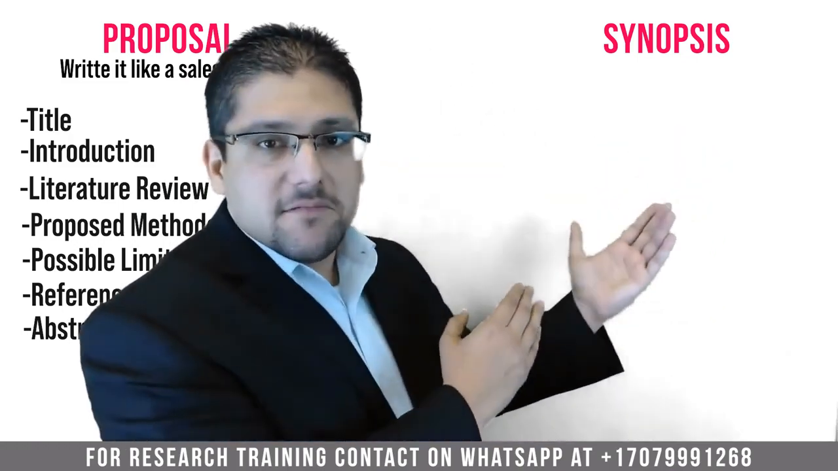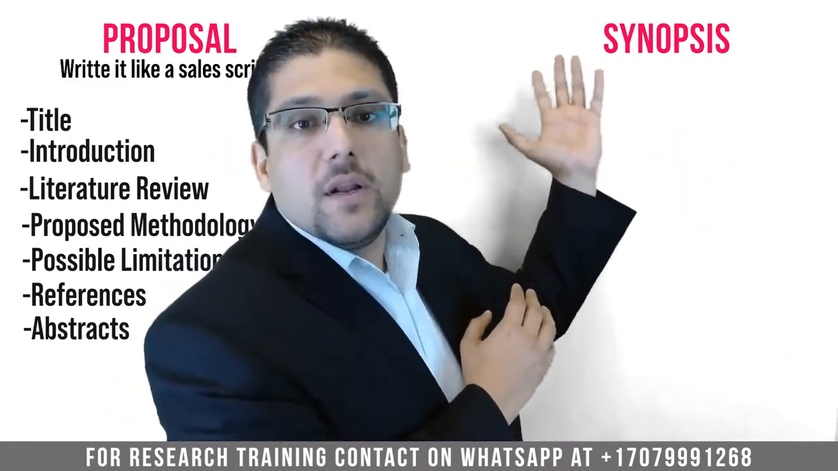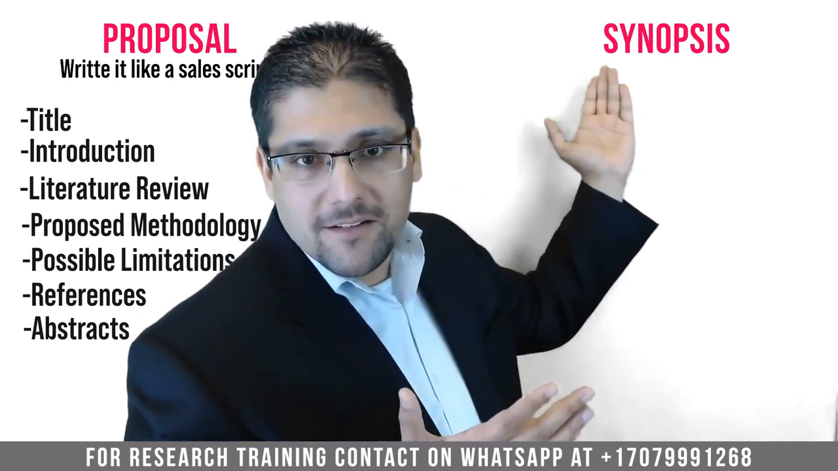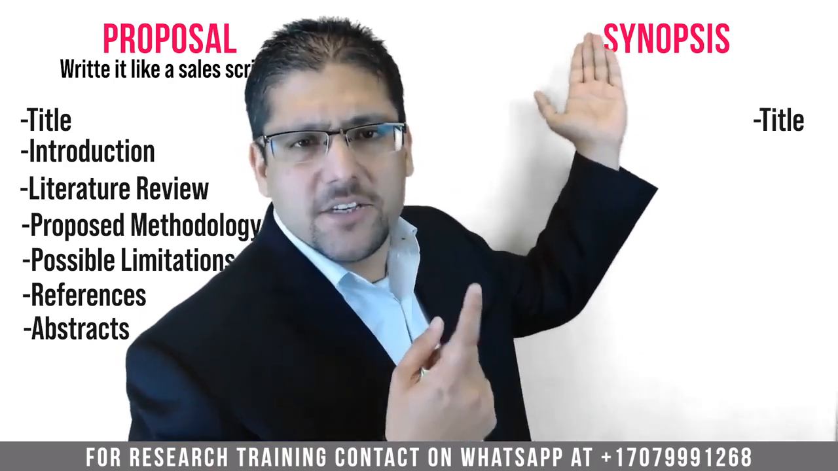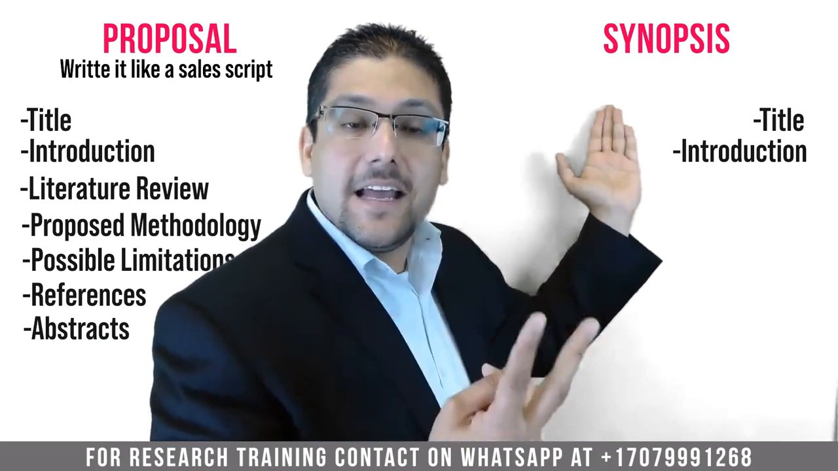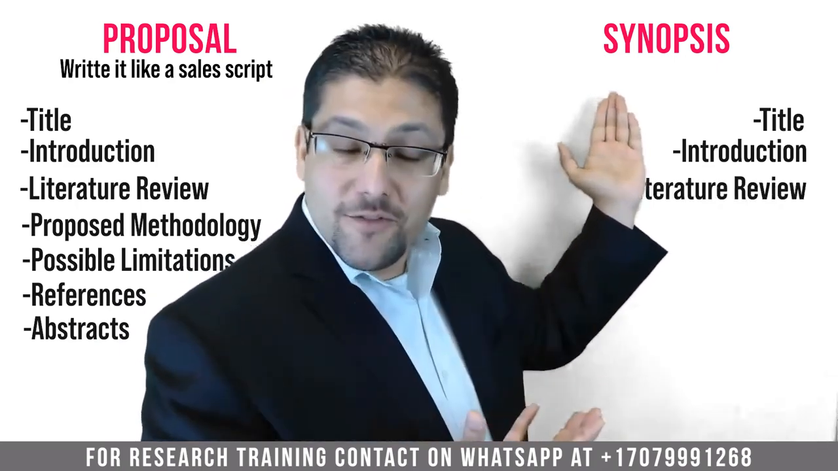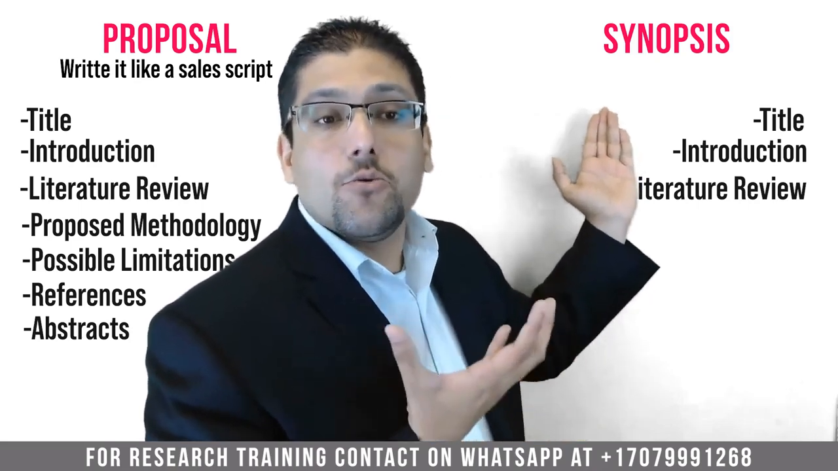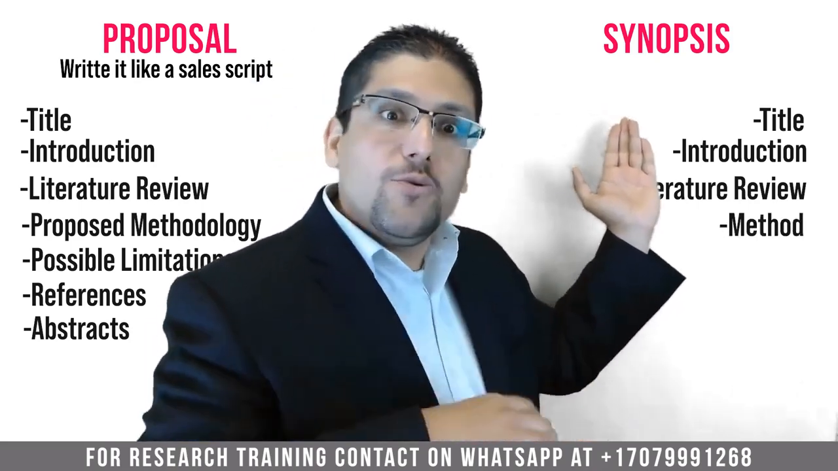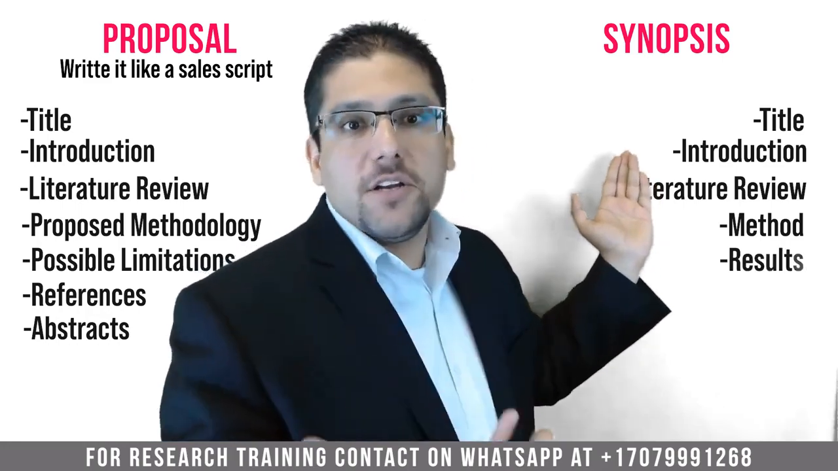How do you write a synopsis? Let's do that on this side. For a synopsis, you will have the introduction. No need for an abstract here. Start with the title page, introduction, and then you write down your literature review. Once you have your literature review done, the next thing is you write down the method, what you did, and then the results, what did you find?